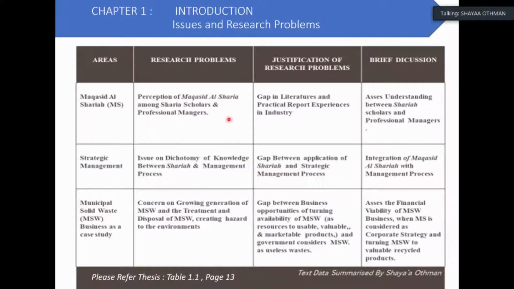So here we can see the research problem: perception, the issue of strategic management, the dichotomy with management and so on, and then relating to business. These are problem areas, but we quantify them into what I call main issues. And then, of course, the justifications of problem areas and so on. There's a gap between the two, the application of Sharia and strategic management. Gap in literatures. You see the gap in literatures about these two subjects. And also a gap between application and business. So there are gaps.